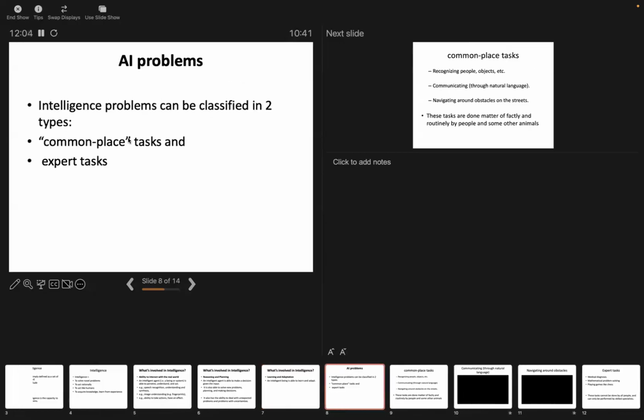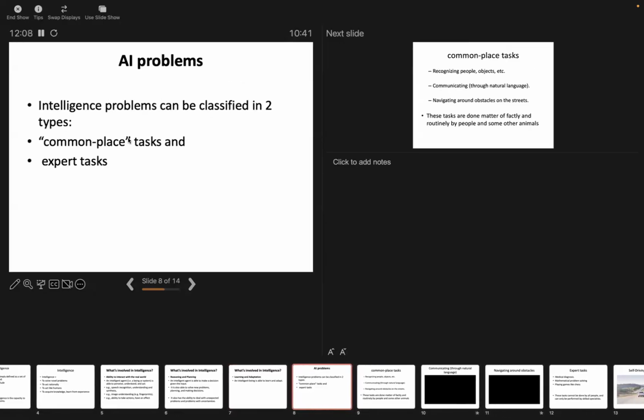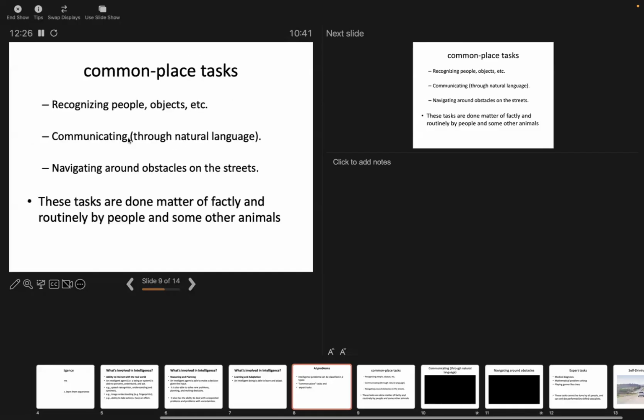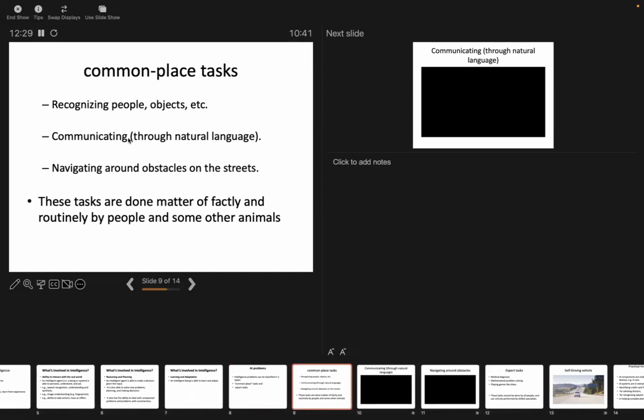Now let's talk about AI problems. Like we discussed in class, we can classify intelligence problems into two types: commonplace tasks and expert tasks. Commonplace tasks are those that can be done by people and some animals. So these are fairly common tasks, things like recognition, navigating through obstacles, communicating through some language. Those are commonplace tasks.